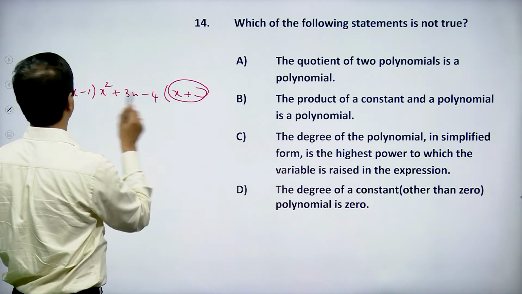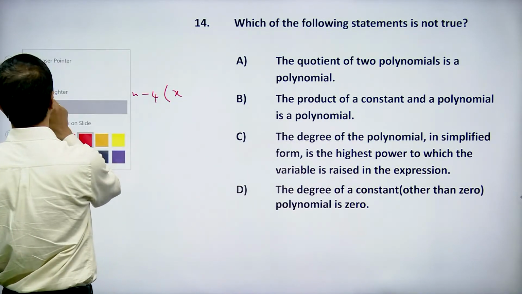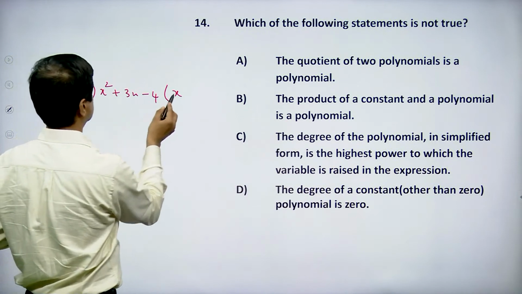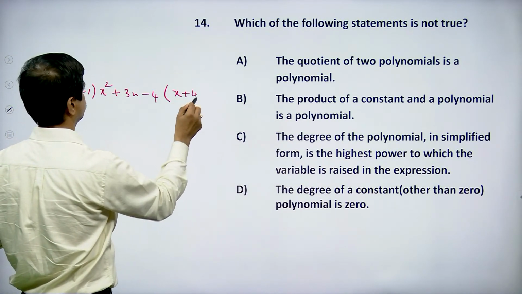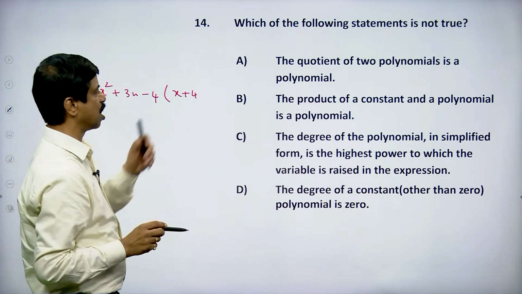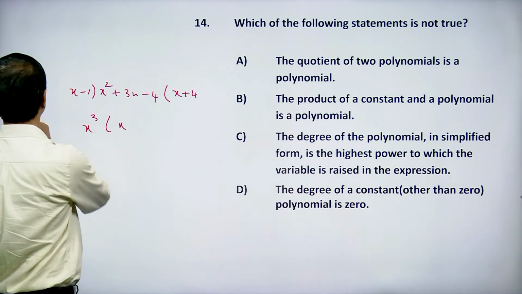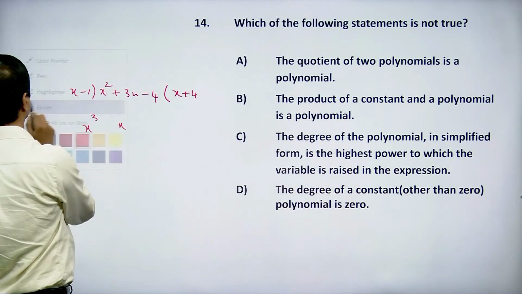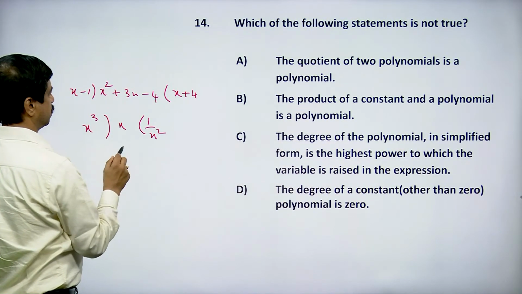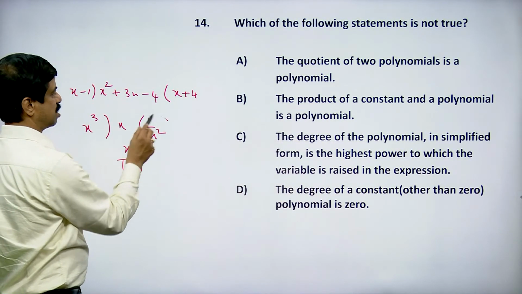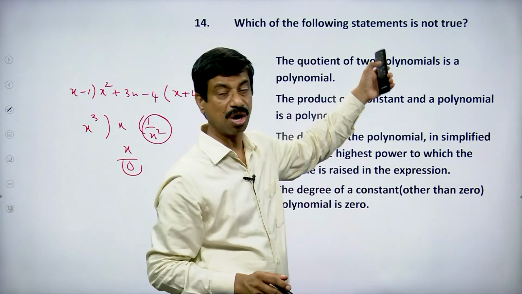Now you will have x minus 1 as a factor, so you will get x plus 4, that is all. Now this is a polynomial, but if the same thing is x cube here and here it is x, then it is 1 by x square. That means this is not a polynomial. Therefore, this stands good, because it is not always true.